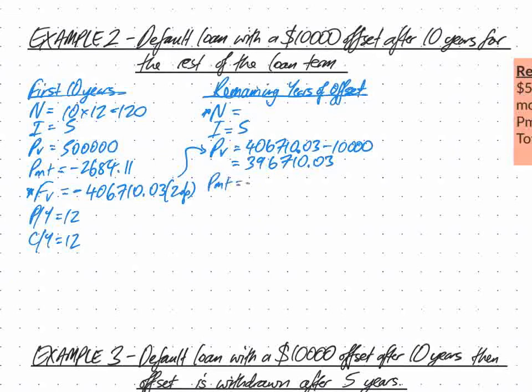The payments are still negative 2684.11. I forgot FV. I want to pay off the rest of the loan with the offset in, so 0. PY is equal to 12 and CY is also equal to 12. So if I chuck that into the calculator, I get N is 230.08 to 2 decimal points.